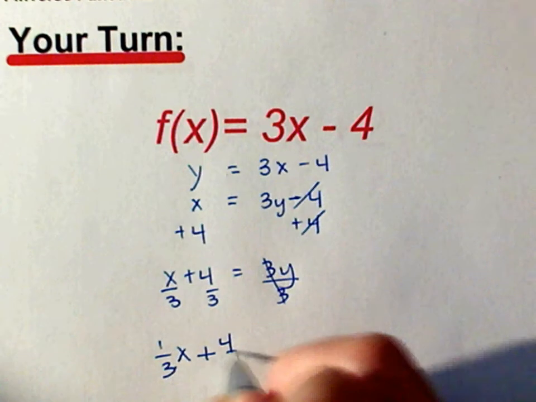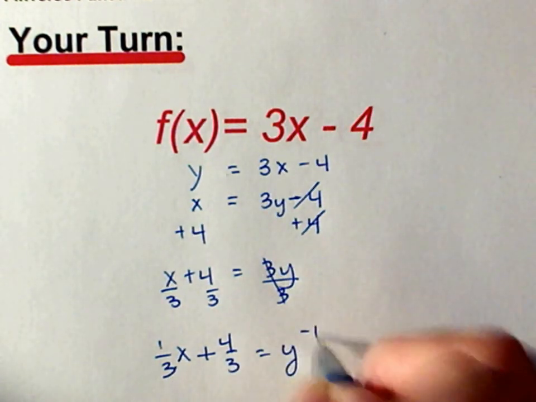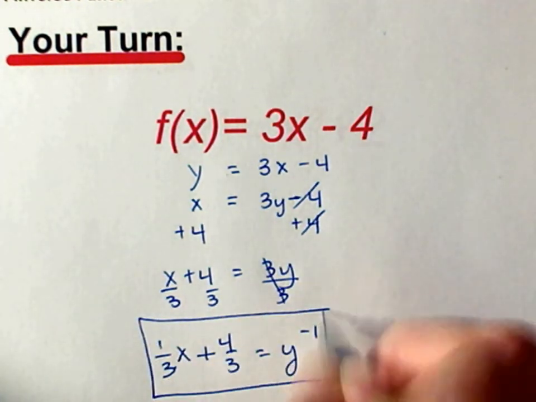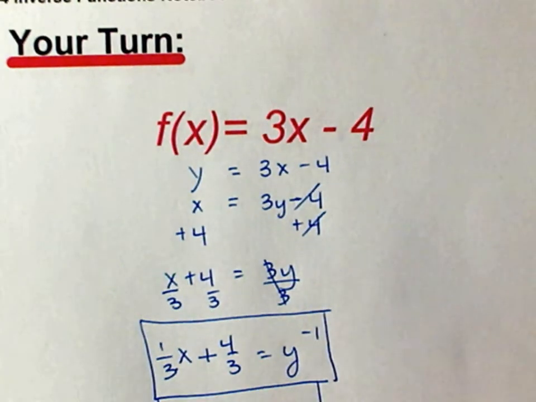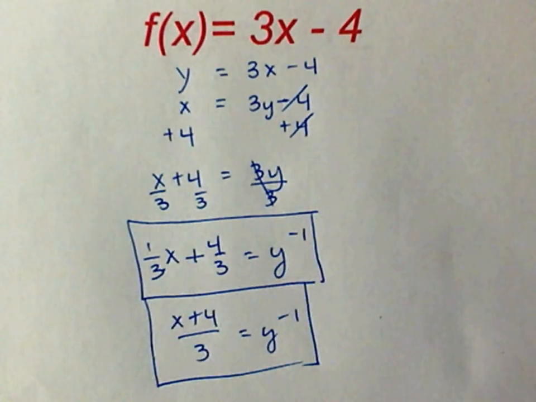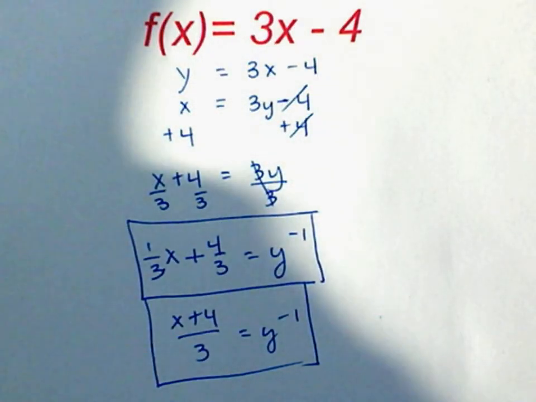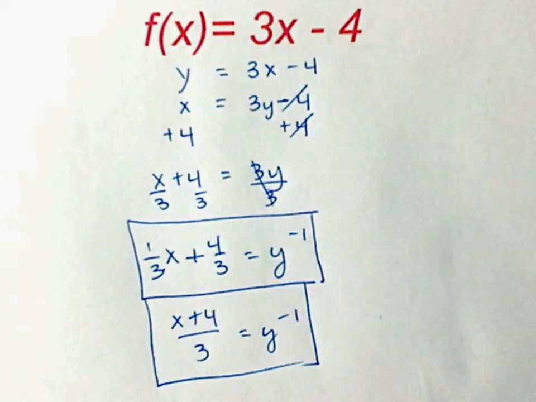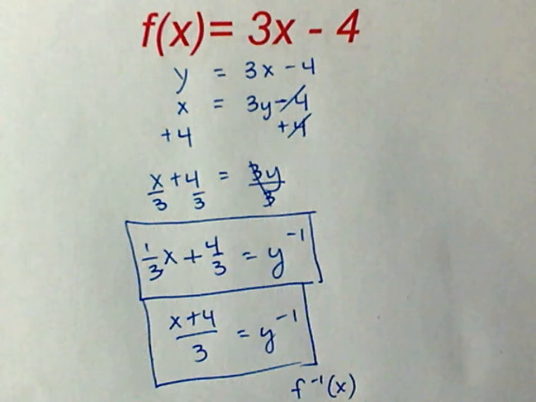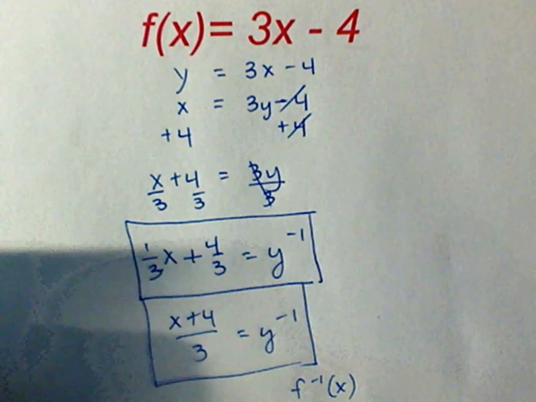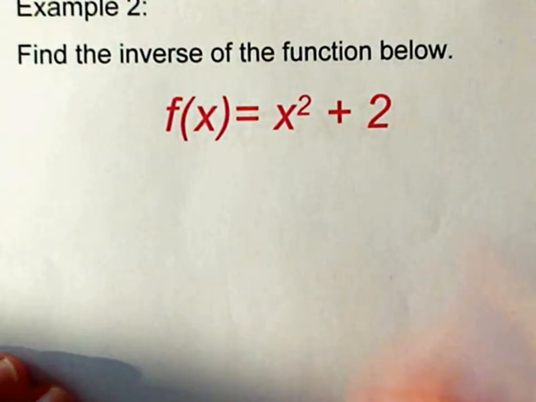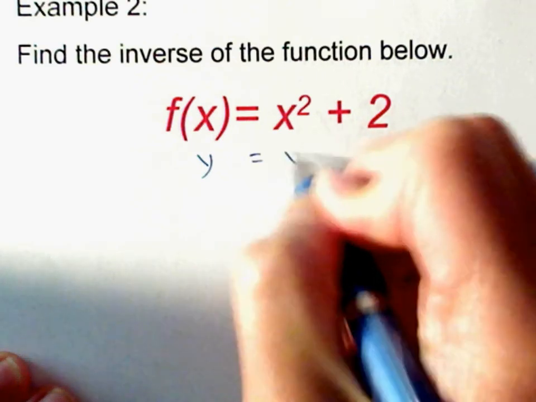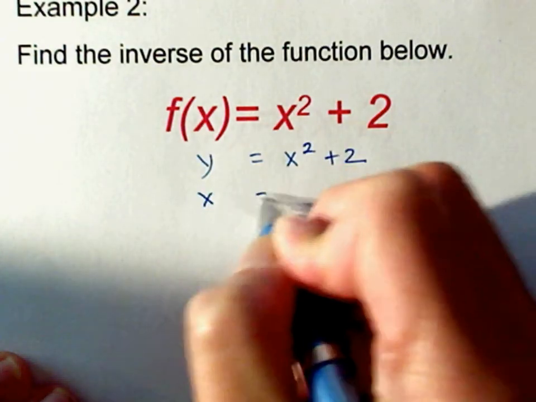Notice I keep my equal sign the same. I'm going to divide each of these by 3 this time. Okay? Or you can divide the whole thing by 3. So now you have 1/3 x plus 4/3 equals y. Add your negative 1. Now, if you decide to divide the whole thing by 3, your answer will look like this. Oh, sorry. There you go. You can also write it as f of negative 1, just like that. Same thing. All right? Okay, let's look at example 2.